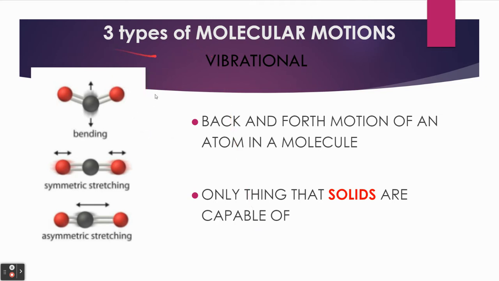This is just a little visual of what the different types of motion look like. If you look at vibrational, they're sitting in one spot. For example, here you can have the bonds bending, the bonds stretching to one side. Here they're stretching both sides. Here it's only one side, so there's stretching or bending while the particles just stay in one spot. And this is really the only thing that solids are capable of, and all the other particles can do this as well.